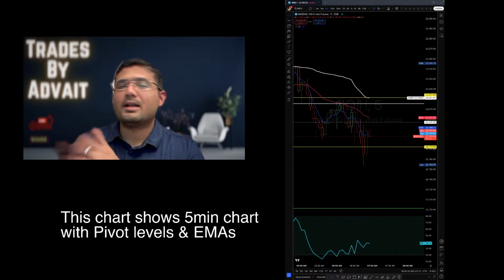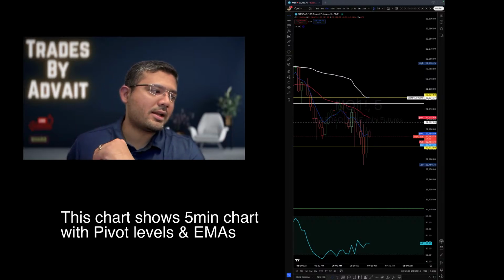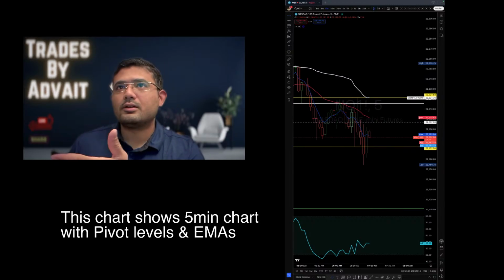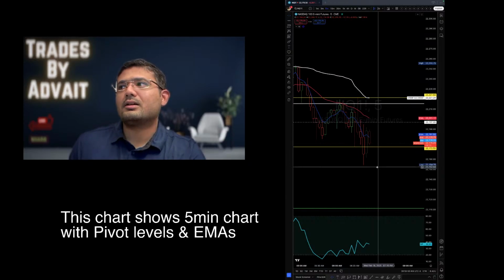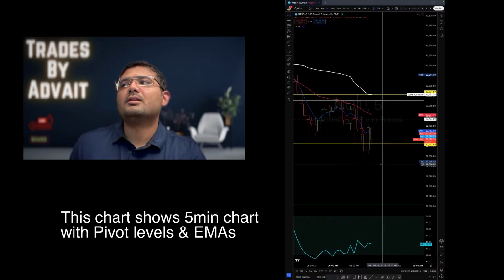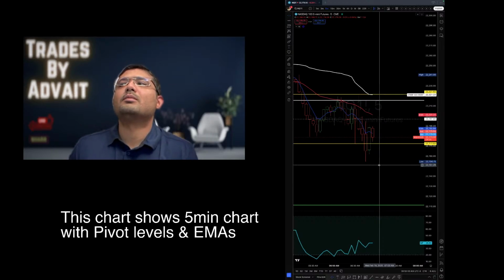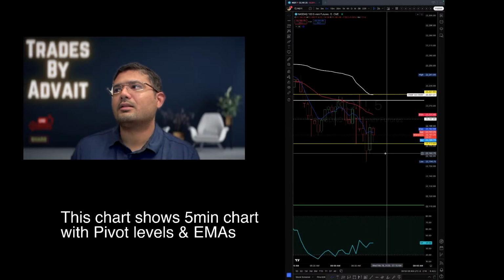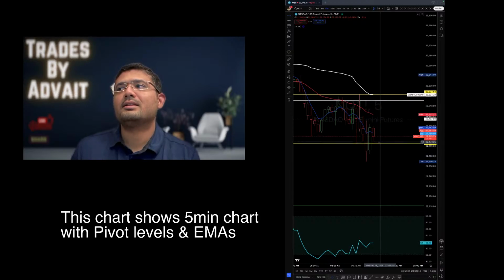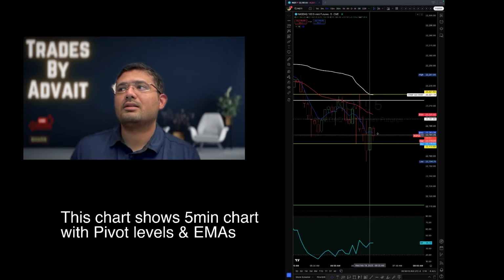So that's where we are, and that is why I took my position and took my profit very quickly, because the direction of the markets is not clear yet. And how do I say this? I say this because right now it's in the mid of the 15-minute range.